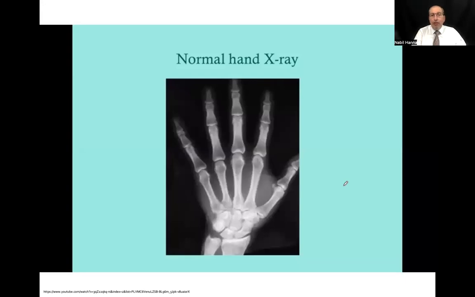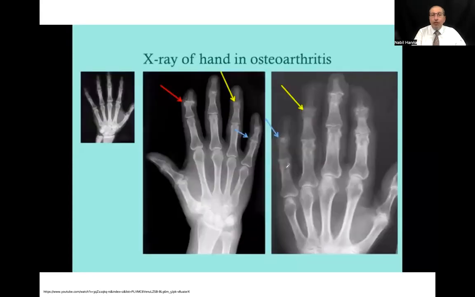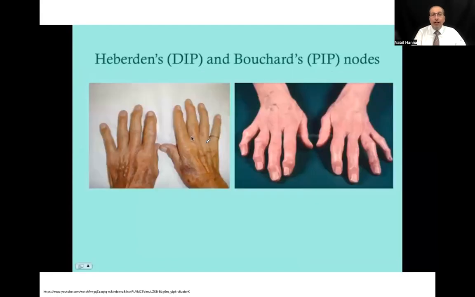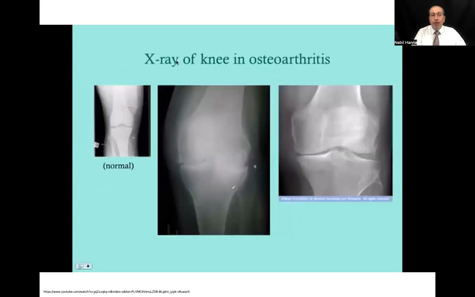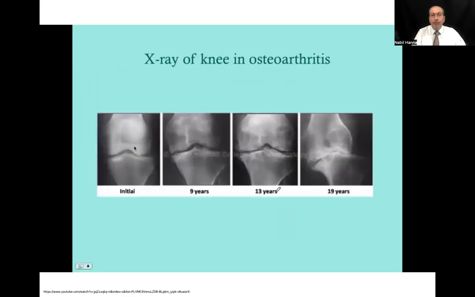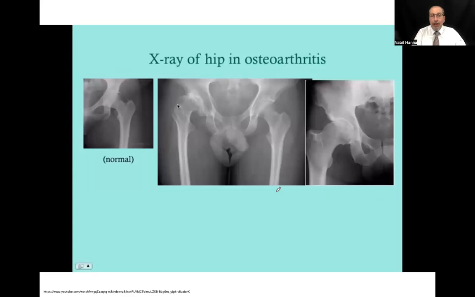So if we look at a normal hand X-ray, normal and intact joint space, and all joints look normal. Look here in osteoarthritis, we have involvement of the DIP, involvement of the PIP, and we can have nodules like Heberden's for the DIP and Bouchard's for the PIP. Normal knee X-ray with an intact joint space, or here, we have lost joint space due to the degenerated articular cartilage. Same with the hip X-ray.